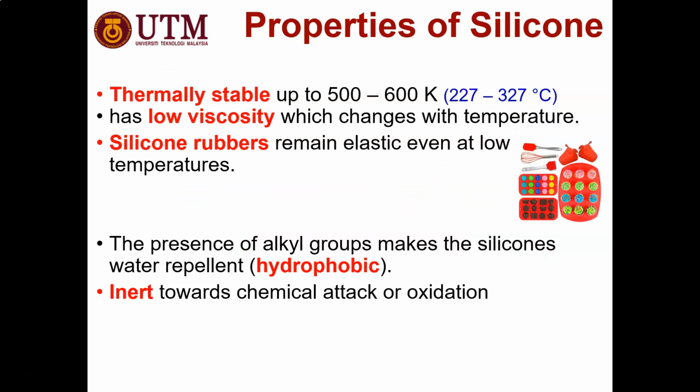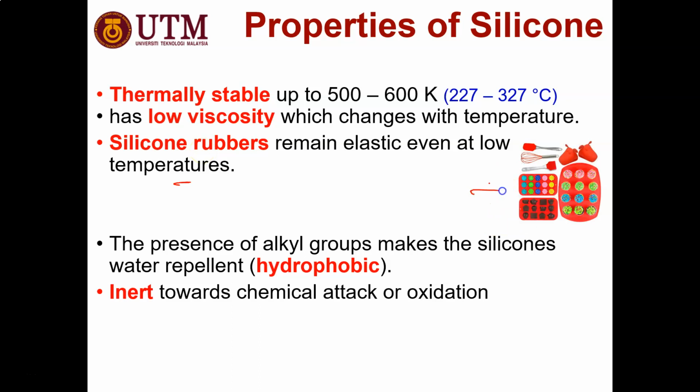Okay? Okay, so let's look at some properties of silicone. So silicone, it is thermally stable up to 500 to 600 degrees Celsius, so around 227 to 337. And dia ada low viscosity, maknanya kelikatan dia rendah. Okay, so which changes with temperature. So contohnya temperature tinggi, dia mungkin akan likat lebih sikit, kurang sikit, dia boleh tukar-tukar, which is why silicone rubbers remain elastic even at low temperature. Okay, maknanya dia elastic.